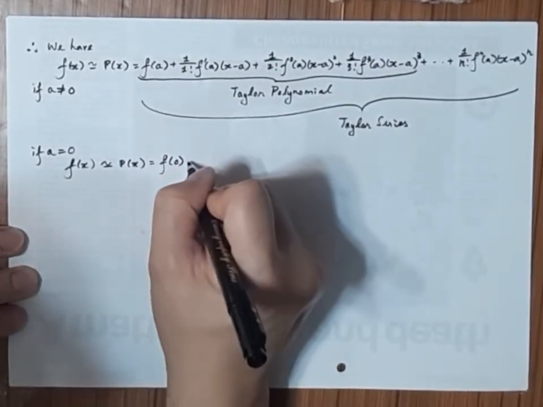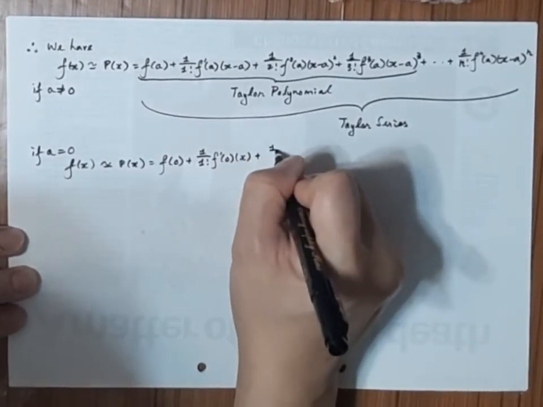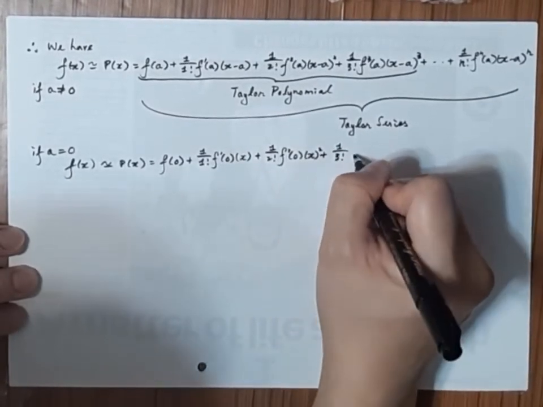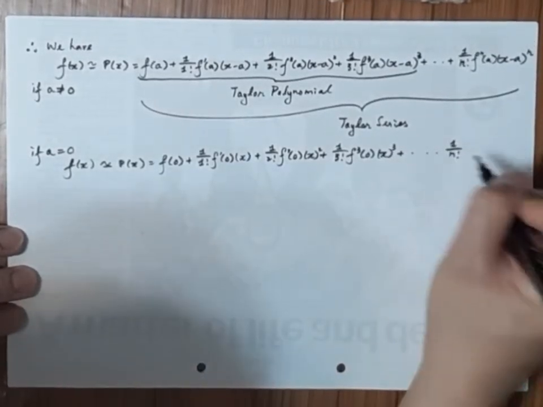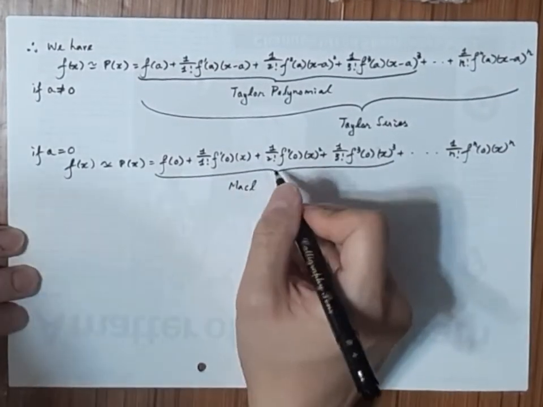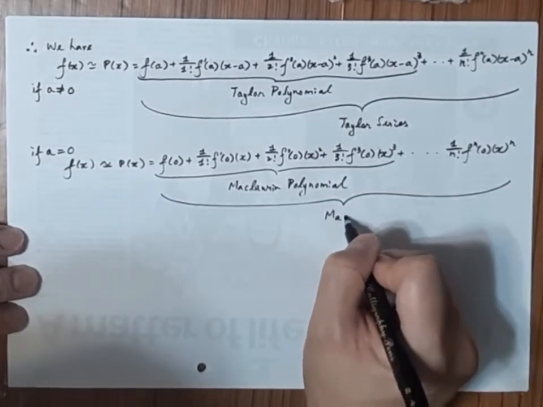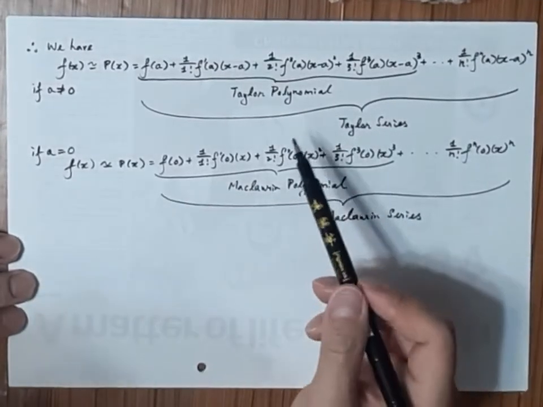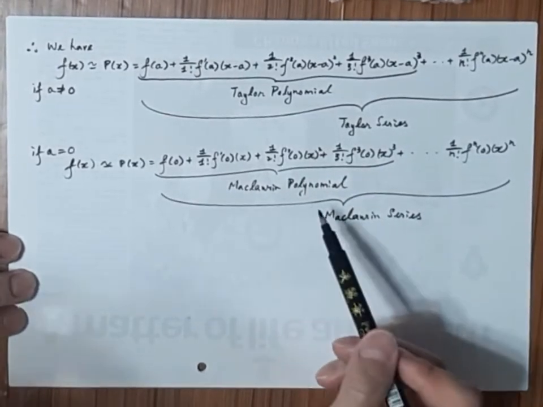And if a equals 0, we can approximate f(x) by p(x), and it is equal to f(0) plus 1 over 1 factorial, the first derivative of f(0) times x, plus 1 over 2 factorial, the second derivative of f(0) times x squared, plus 1 over 3 factorial, the third derivative of f(0) times x cubed, until the term 1 over n factorial, the nth derivative of f(0) times x to the power n. And if we have a limited number of terms, we call it a Maclaurin polynomial. And if the terms extend to n terms where n tends to infinity, we call it a Maclaurin series. And this is how we define the Taylor series, Taylor polynomial, Maclaurin series, and Maclaurin polynomial.